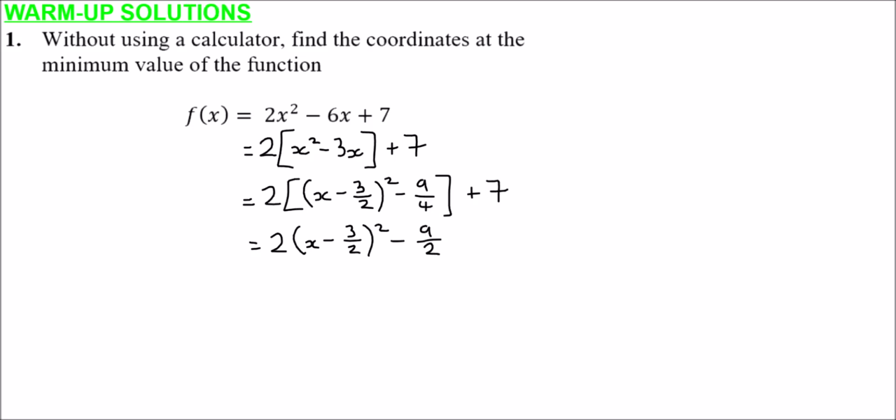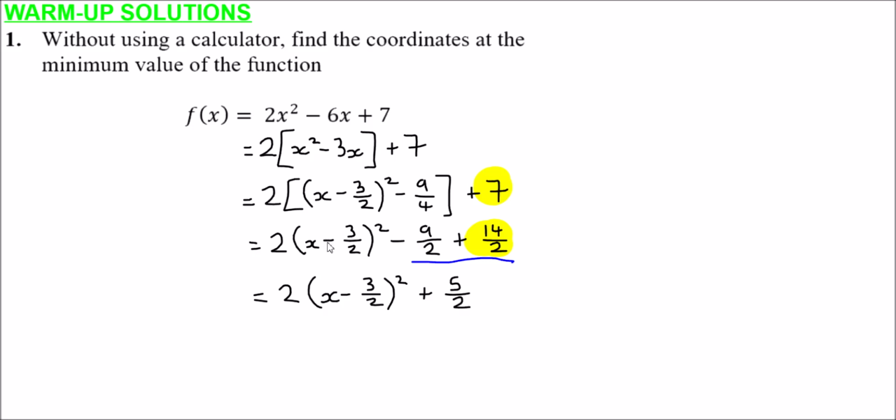But what I'm going to do here, I'm going to rewrite this plus 7 in a slightly different way. I'm going to write it in terms of halves. So I'm going to write this as plus 14 over 2. Then I can combine these two fractions together in one constant term at the end. So I'm next going to have 2 lots of x minus 3 over 2 all squared. And these two fractions, 14 over 2 minus 9 over 2, will leave me with plus 5 over 2.